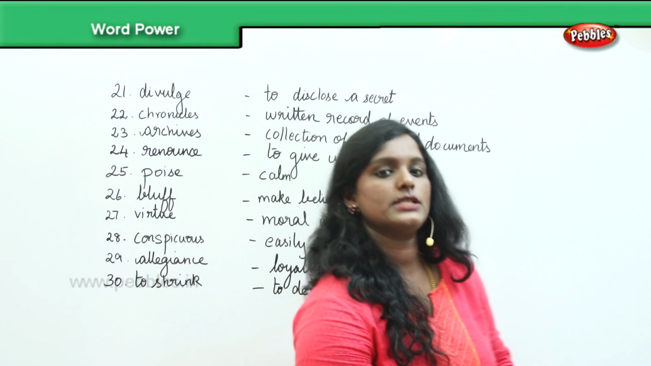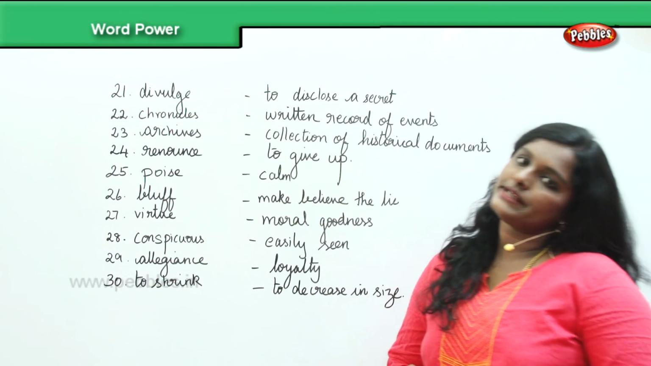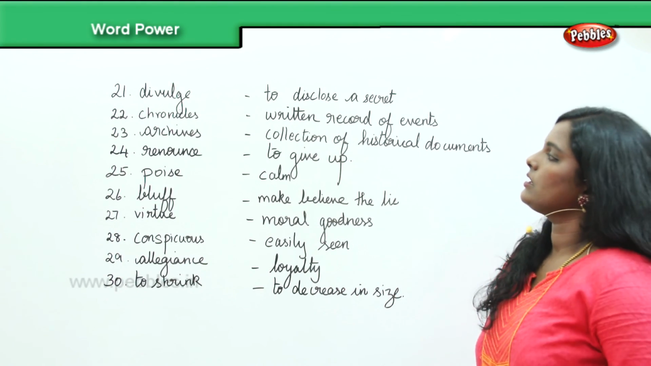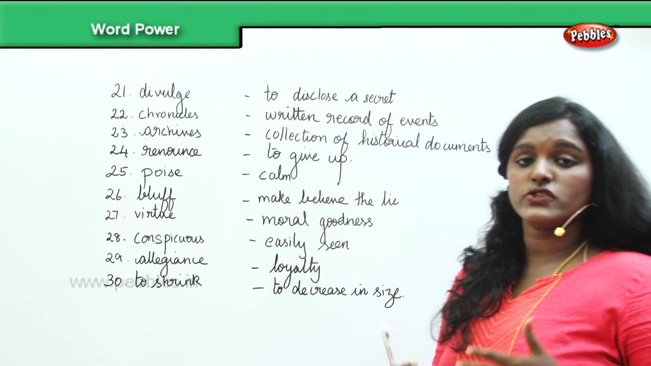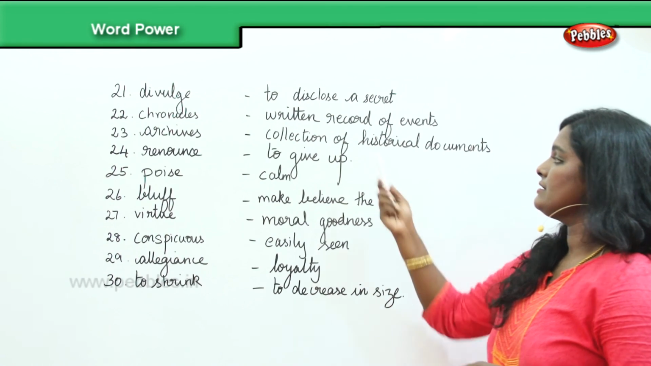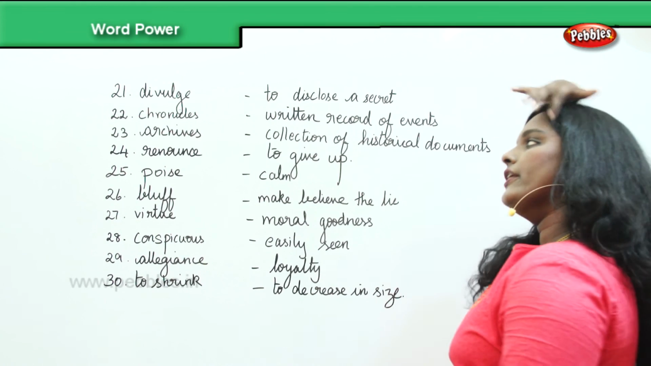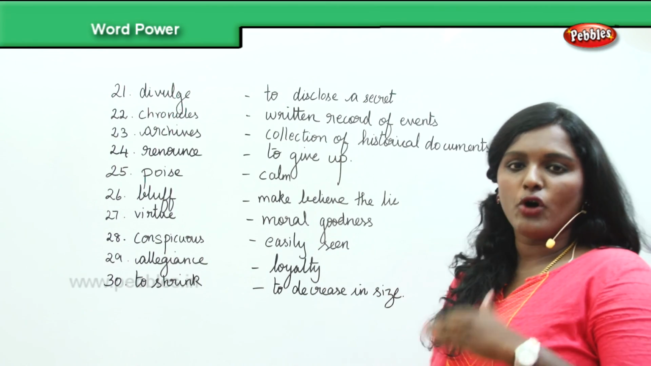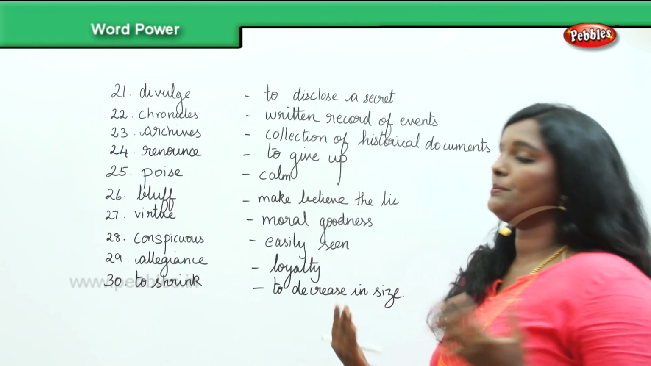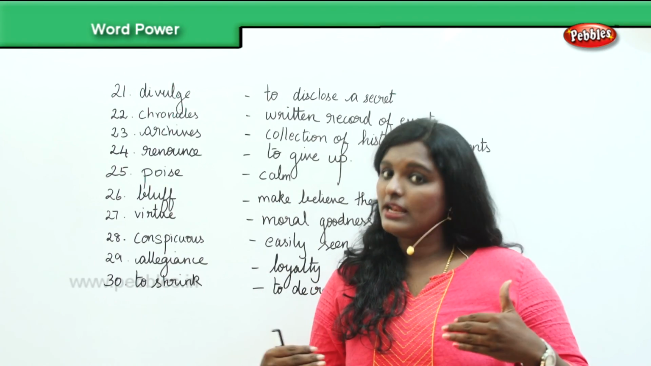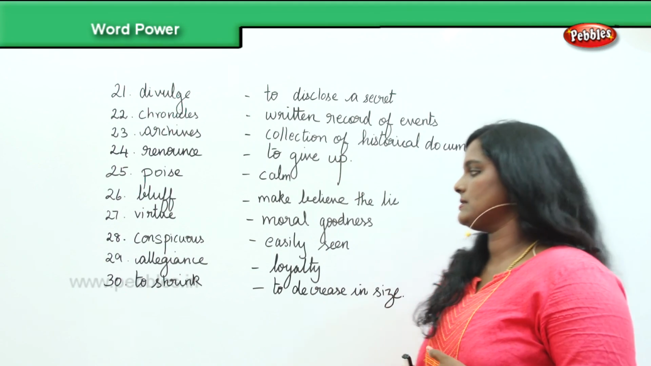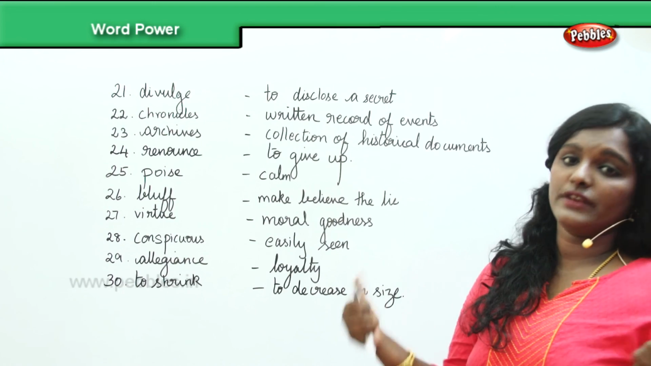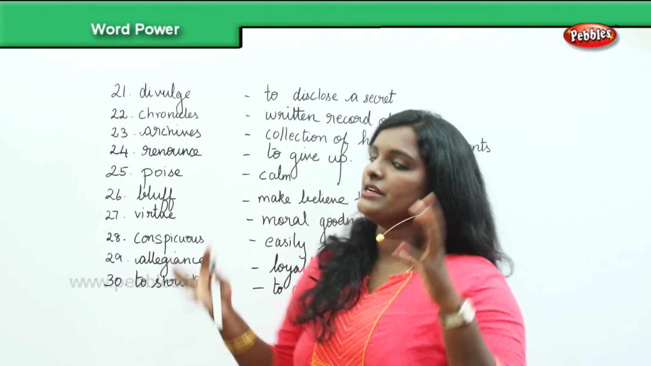Let's go through these words once again. Divulge, disclosing a secret. That which was a secret earlier and is being disclosed now is called divulging. Chronicles, a written record of things that had happened. Archives, a collection of historical documents. Renounce, renouncing is nothing but to give up something. Poise. Calm. We say a poised person, a calm person. Bluff. When you bluff, you're trying to convince the other person to believe your lie. Virtue is moral goodness. Conspicuous is that which is easily seen. Allegiance means being loyal or giving support. And to shrink is nothing but that which decreases in size.